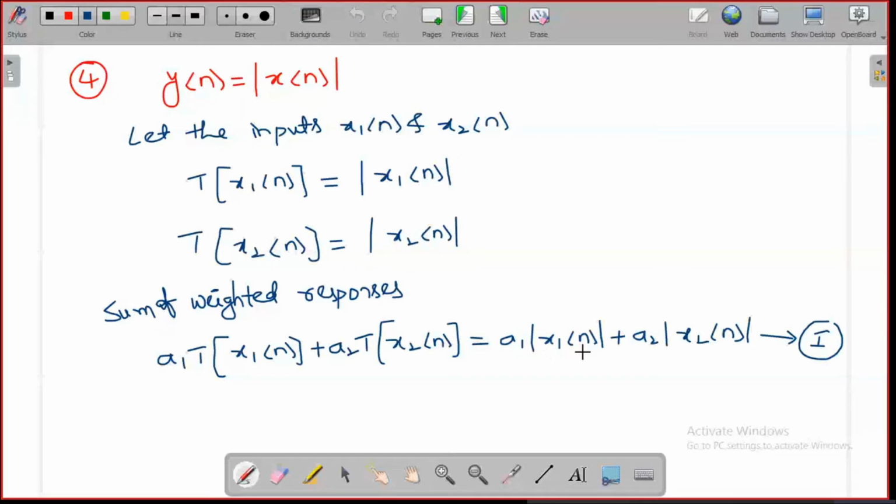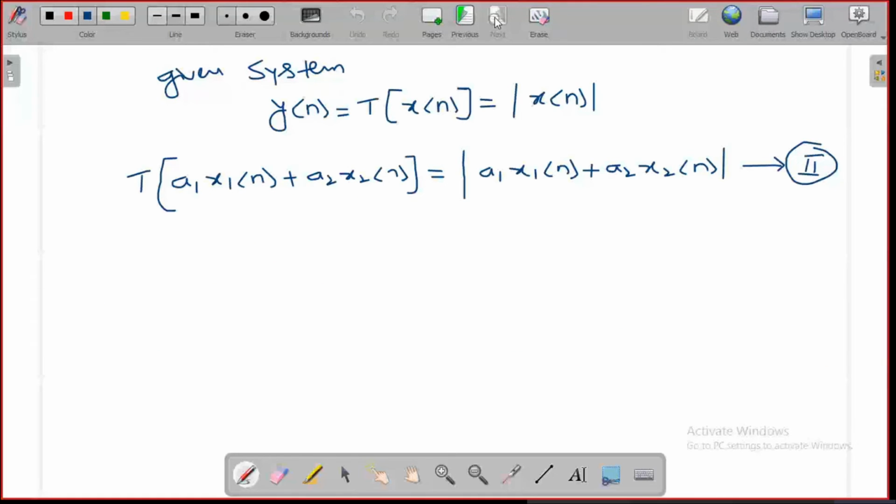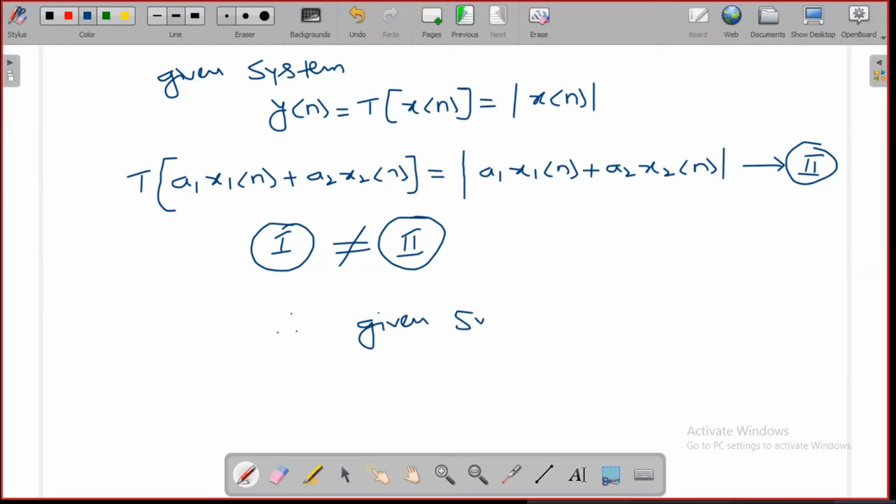Now check equations 1 and 2. Equation 1 is a1 mod x1 of n plus a2 mod x2 of n. Equation 2 is mod of a1 x1 of n plus a2 x2 of n. Equations 1 and 2 are not equal. Therefore, the given system is non-linear.